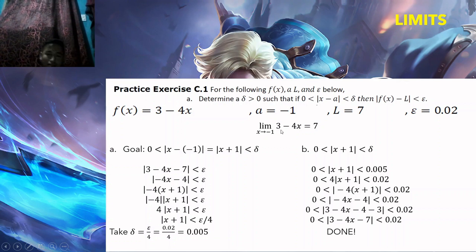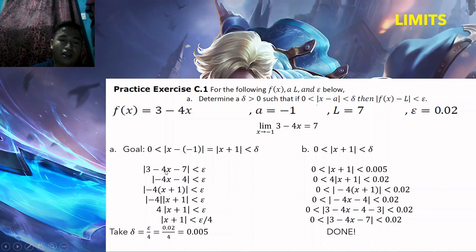So let's show it. We start with 0 less than the absolute value of x minus a, so x minus negative 1, so that's the value of x plus 1, less than delta. Next class, we will find delta. This is our goal, delta. Since it is an absolute value, we work in the absolute value of f of x minus L less than epsilon. So the next step is the absolute value of 3 minus 4x minus 7 less than epsilon.